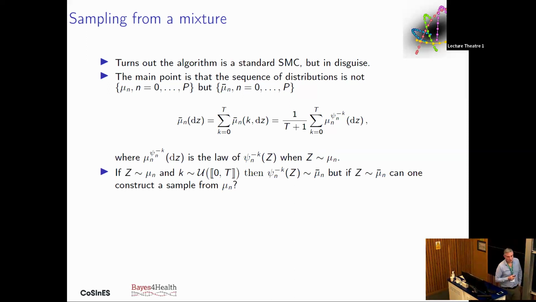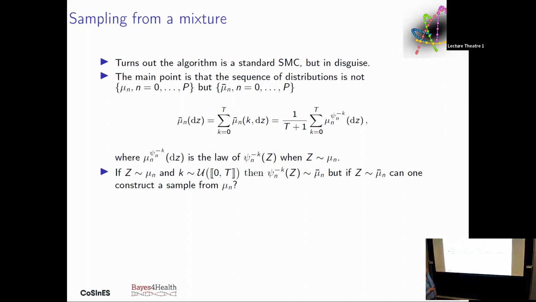So what is the interpretation of this thing? Now if you ever read the paper, there are three things to understand, and they're on this slide, okay? So the first thing to understand is very easy, is basically what is mu bar? What is the probabilistic interpretation? Well, if you sample Z from un, you sample K from a uniform, then psi n minus K of Z is distributed according to mu bar, okay? It's just a mixture property. That's not very difficult, but that's very useful, okay?